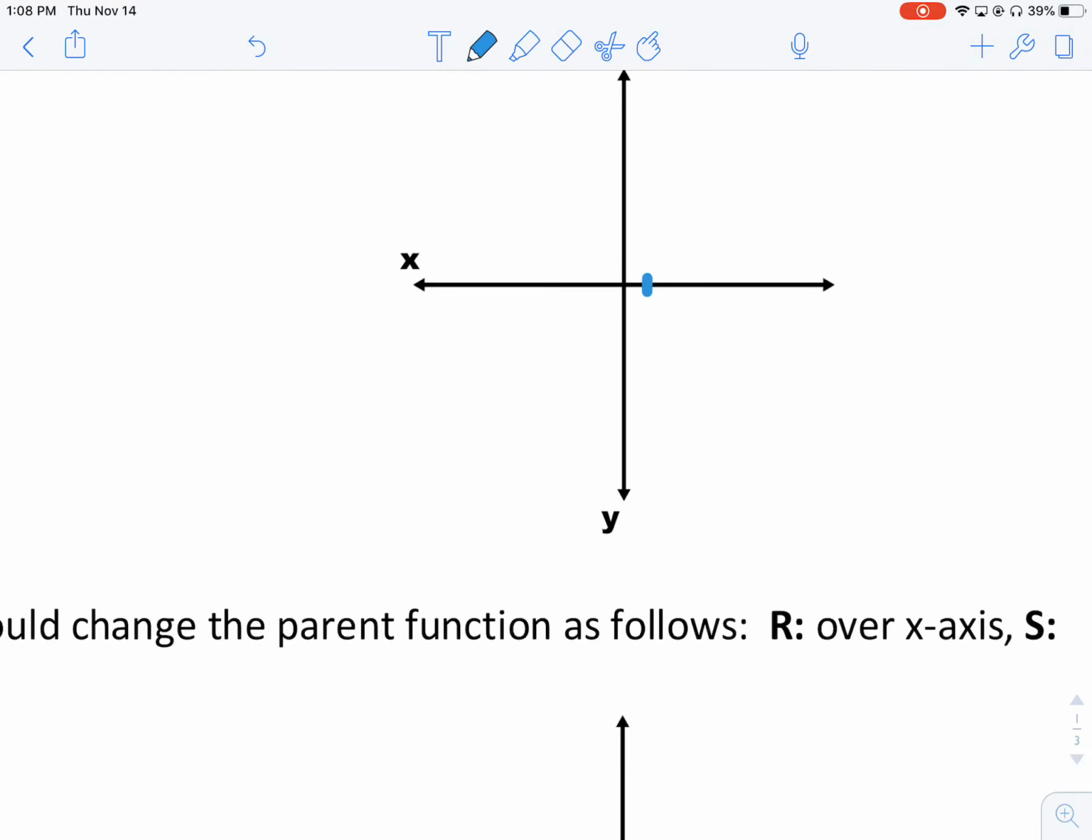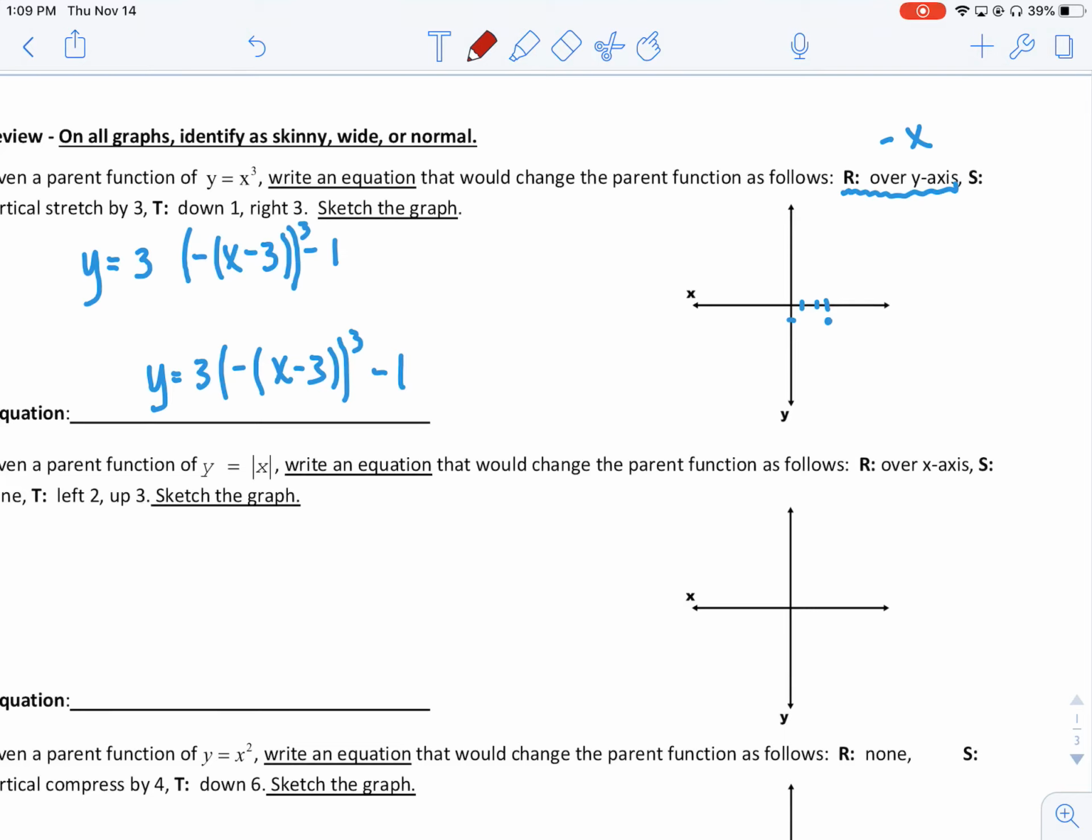There's my vertex. It was reflected, so it is a backwards one. So it's been reflected, and it is a vertical stretch, so it's a skinny one. So again, it's just a sketch here, it's not perfect. I would like to see it labeled skinny, wide, or normal, and the vertex labeled as well. So the vertex here is 3, negative 1. Okay.